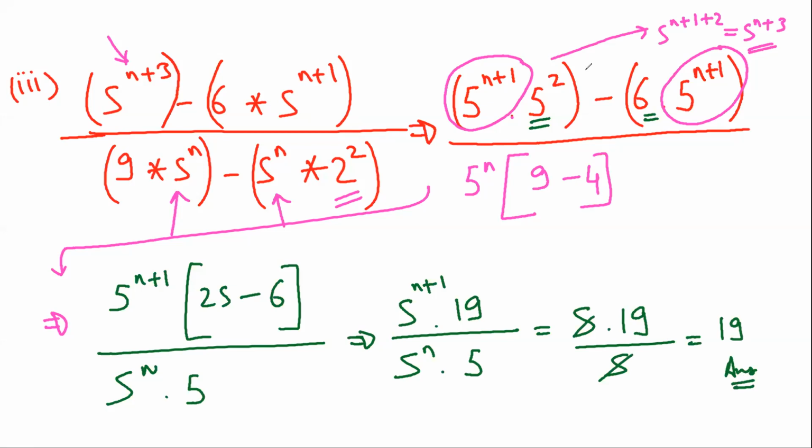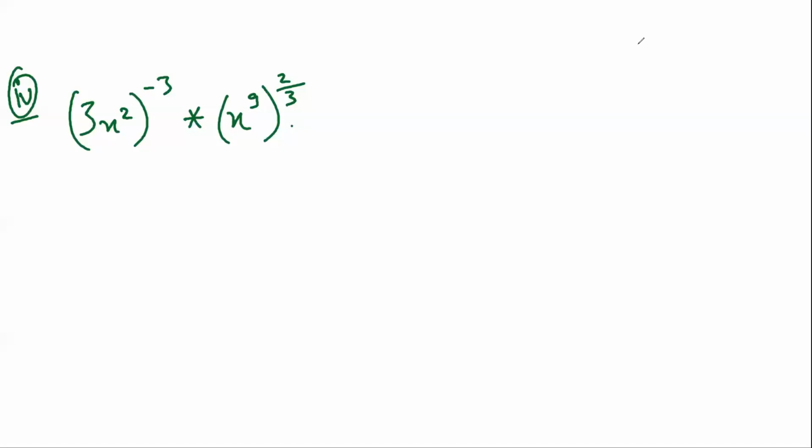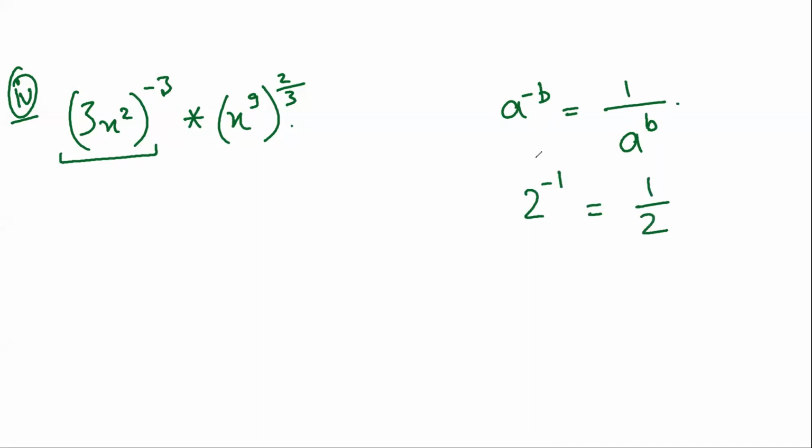Let's move on to the next question. Please note down this question so that we can start. Okay. So what I'll do is I'll apply a raised to power minus b is equal to 1 upon a raised to power b rule here. This rule is nothing but 2 raised to power minus 1 is equal to 1 upon 2. So this negative actually makes this number go into the reciprocal mode.